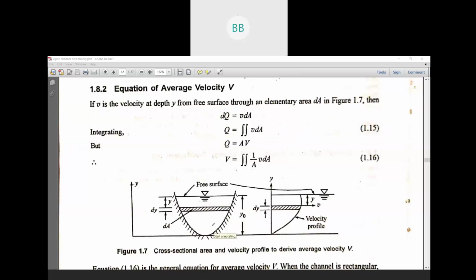If you want to find the discharge without considering the small elementary area, it is very simple: discharge equal to area into velocity, where capital V is the average velocity and capital A is the cross sectional area of the particular section. Our intention is to find the expression for this velocity. These two discharges are the same, so we equate both equations. So V equals 1 by A, integral of v dA. This is the equation for average velocity. First we use this equation to find the average velocity, then we substitute it in the alpha equation to find alpha.